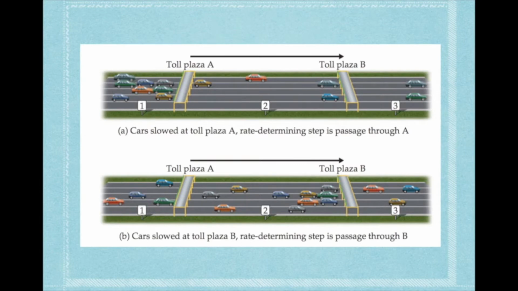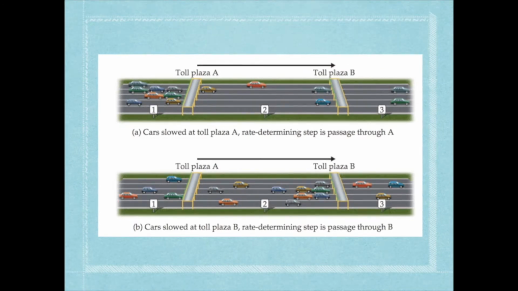Here you've got cars and you've got toll plazas. Now, if you think about it, if toll plaza A is the rate determining step, what that means is that because the teller is so slow, it dictates the amount of traffic. Now, in contrast, if toll plaza B is the rate determining step, then cars can just speed through toll plaza A, so it doesn't dictate how many cars can get through to point 3. Instead, it's toll plaza B.